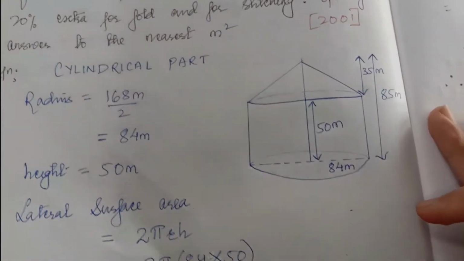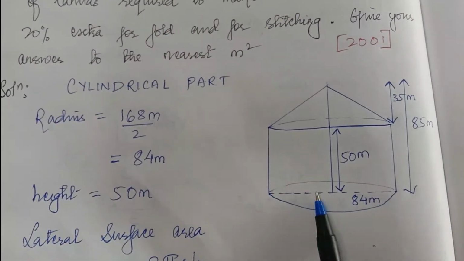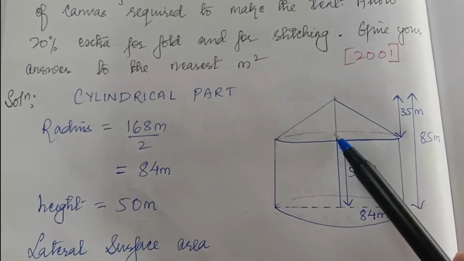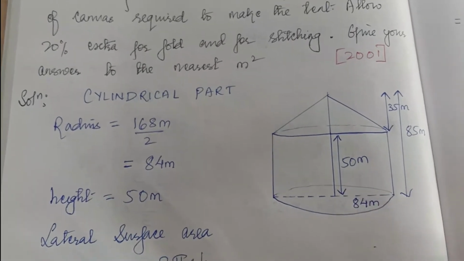For that, we will cover the tent only from outside. We don't cover the base. So you have to find the lateral surface area of the cone and the lateral surface area of the cylinder. Then you have to add them.